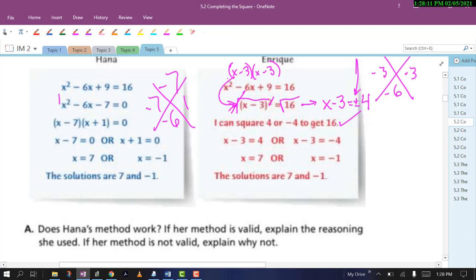Does Hannah's method work? If her method is valid, explain the reasoning she used. If her method is not valid, explain why not. So we factored it, put it in just factors. The factors are equal to 0, so one of those factors has to be 0, or both of them. So that's what we're using there.